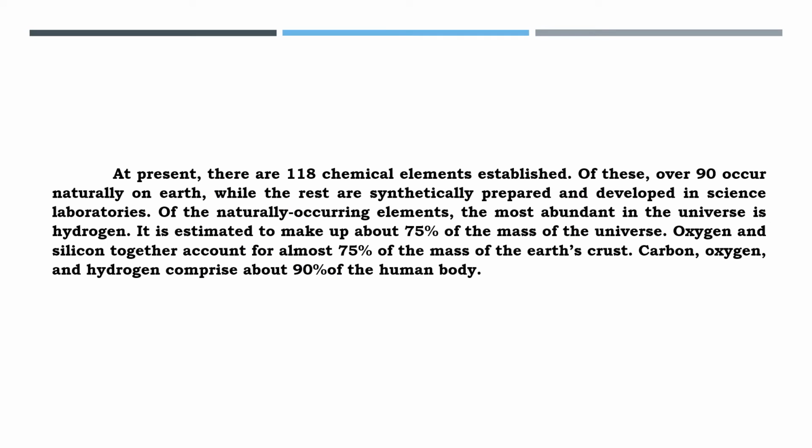At present, there are 118 chemical elements established. Of these, over 90 occur naturally on Earth, while the rest are synthetically prepared and developed in science laboratories. Of the naturally occurring elements, the most abundant in the universe is hydrogen. It is estimated to make up about 75% of the mass of the universe. Oxygen and silicon together account for almost 75% of the mass of the Earth's crust. Carbon, oxygen, and hydrogen comprise about 90% of the human body.